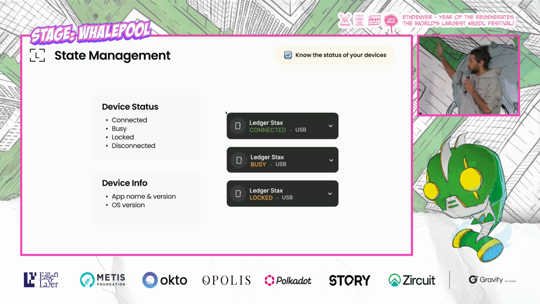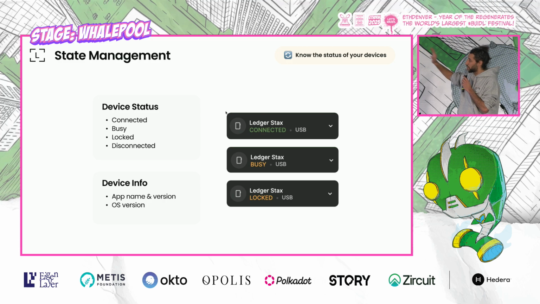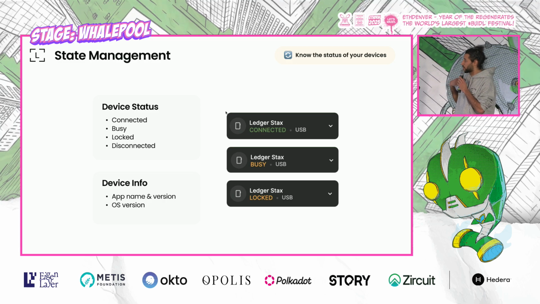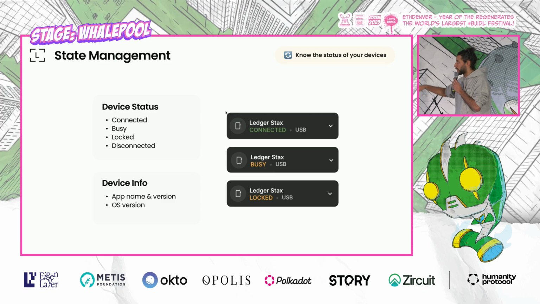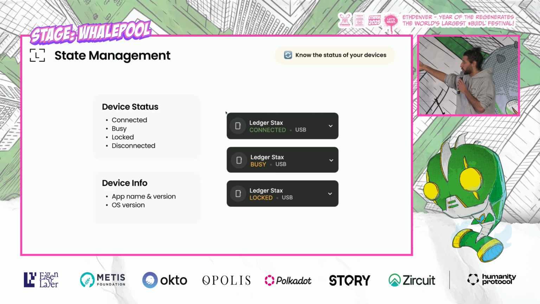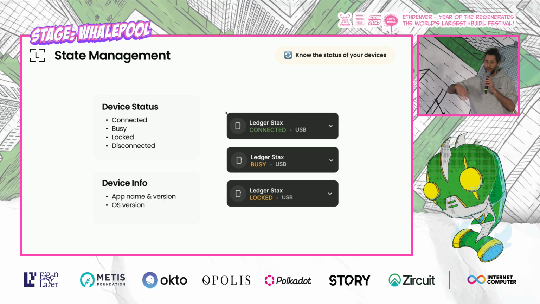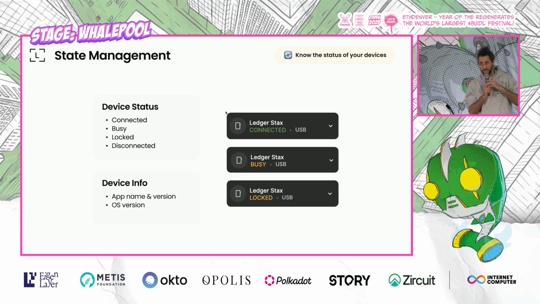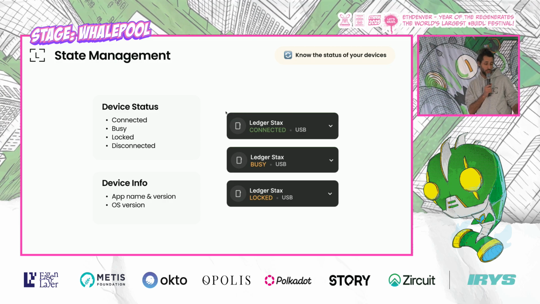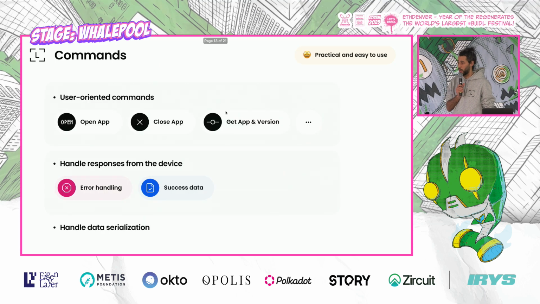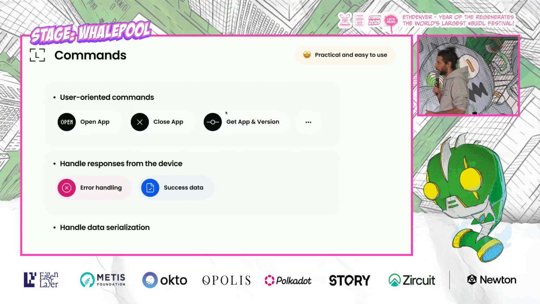So now what we did is we built an entire session and state management. And so as a software developer, you can actually show to the user on your UI where it's at and handle the case if the device is locked, if it's busy, if it's connected, disconnected. You can display this information to the user, which will create a better UX, and better UX is better security.